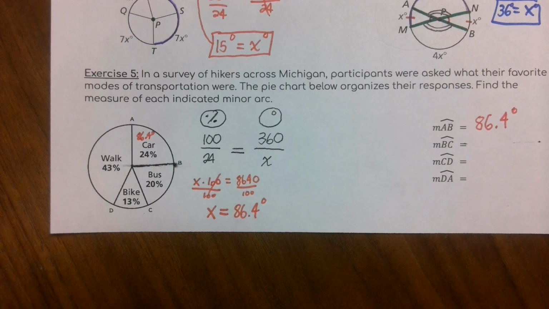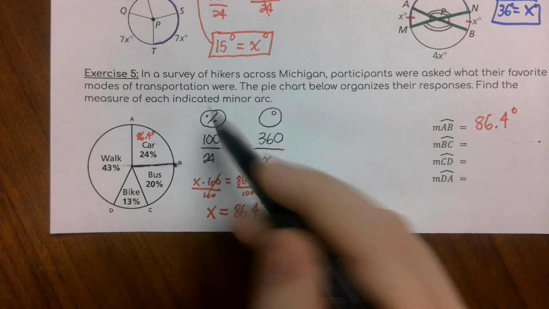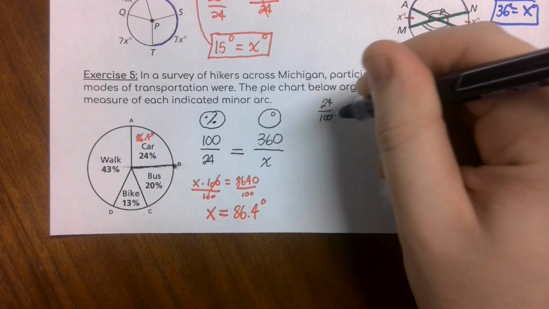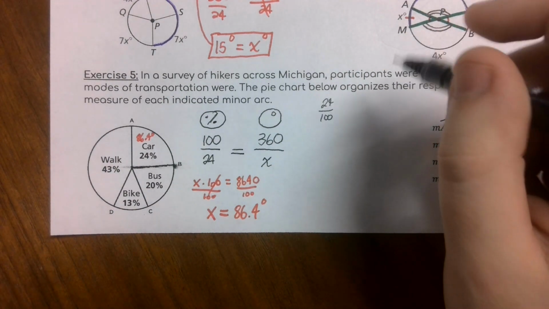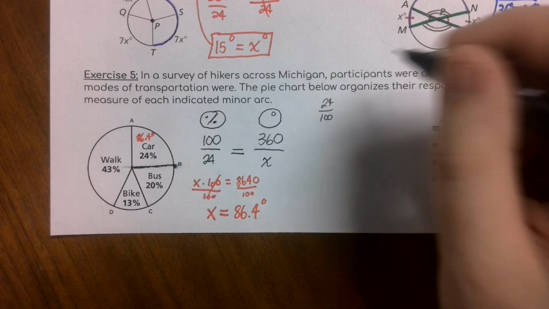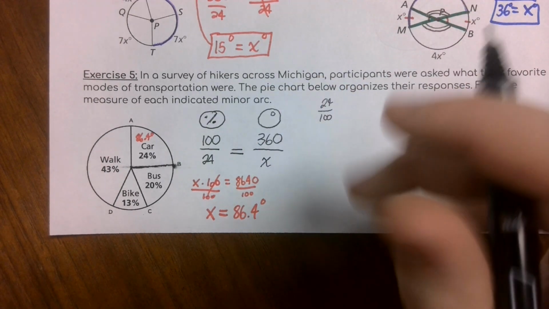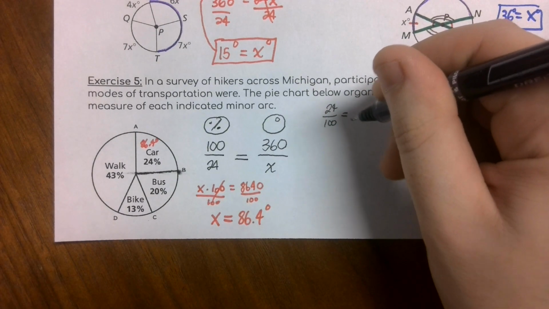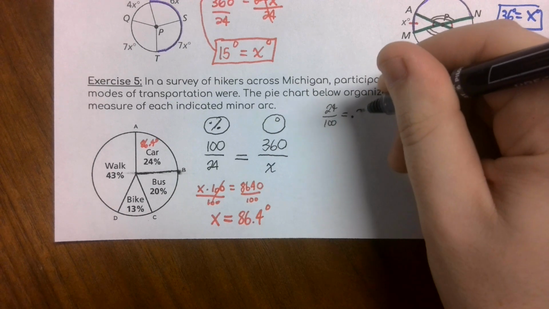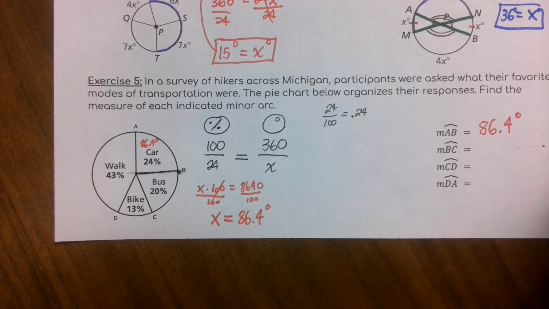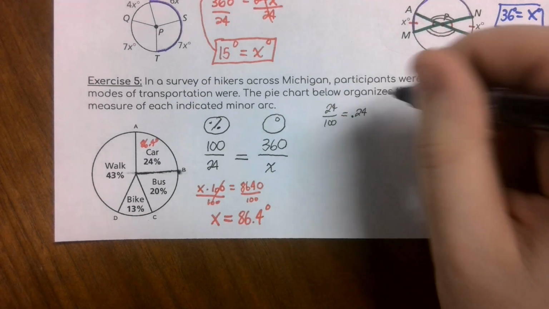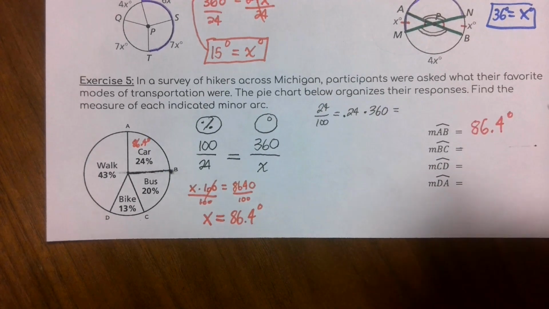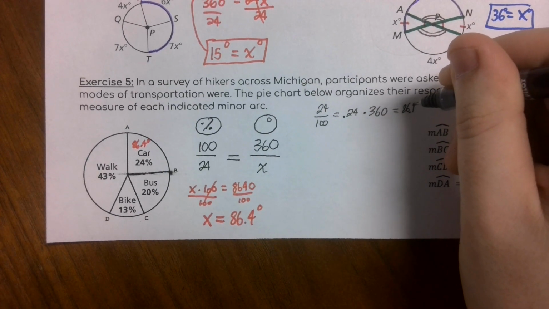Another way to think about this is we're trying to see exactly what portion of this circle is taken up by the car. We know that 24 out of 100 is being taken up by the car. That's the fraction that we could compare to 360. So get this as a decimal, and that will be exactly what portion is being taken up. 24 out of 100 is going to be 0.24. Multiply that by 360, and you will get the same answer. 0.24 of 360 is 86.4.